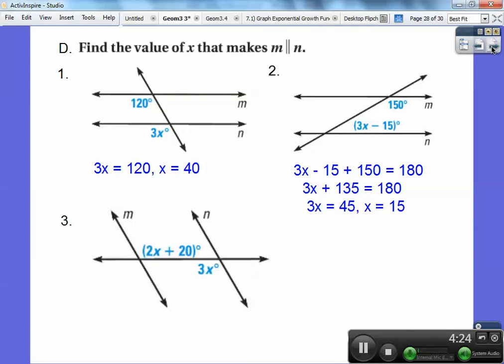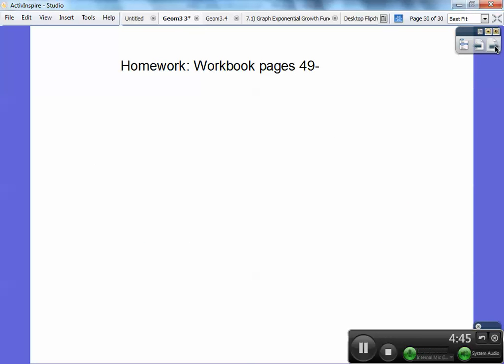Number 3: this is an obtuse angle right here, and over here, this 3x is an obtuse angle, so they're congruent to each other. So 3x equals 2x plus 20, so x equals 20 when you subtract 2x on both sides. Don't they look like they're congruent? And if they look congruent, to make the lines parallel, you set them equal to each other. And that's it, you guys.